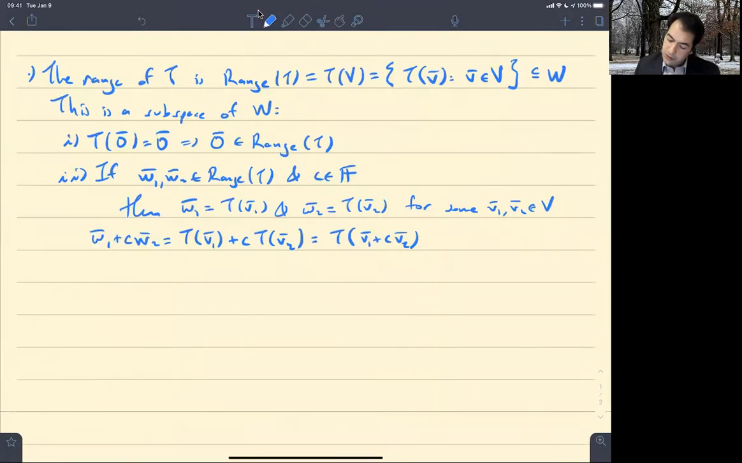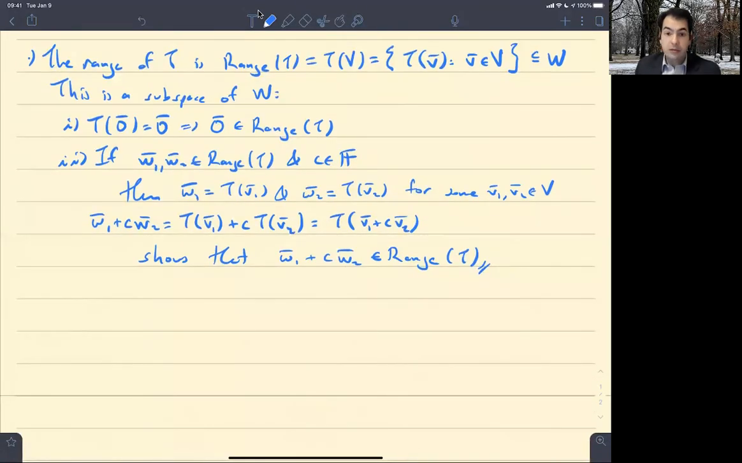Right? So this shows that W1 plus C W2 is also in the range of T. Right? And that's what we want to check.